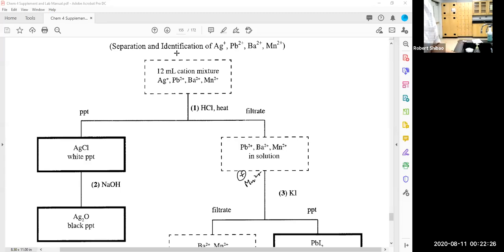I'm going to do 3, or maybe I'll do 4. 1, 2, 3, 4. So I put in 4 squirts of unknown in there.